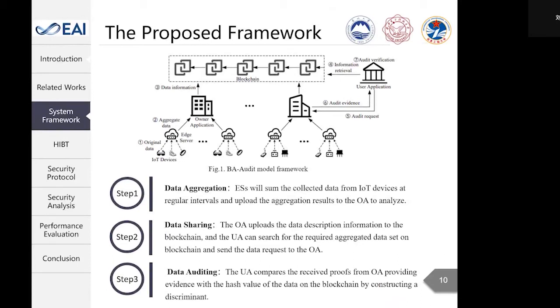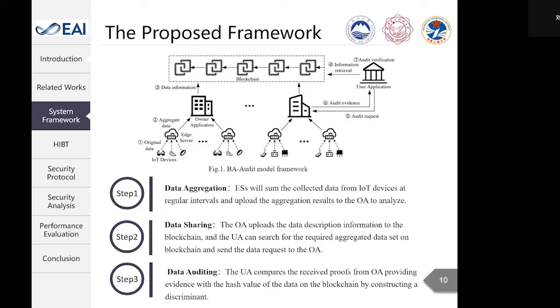There are 3 steps. The first is data aggregation, corresponding to the first 2 steps in phase. ES will send the collected data from Internet of Things devices at regular intervals and upload the aggregation results to the OA to analyze. The second is data sharing, which corresponds to steps 3 and 4.